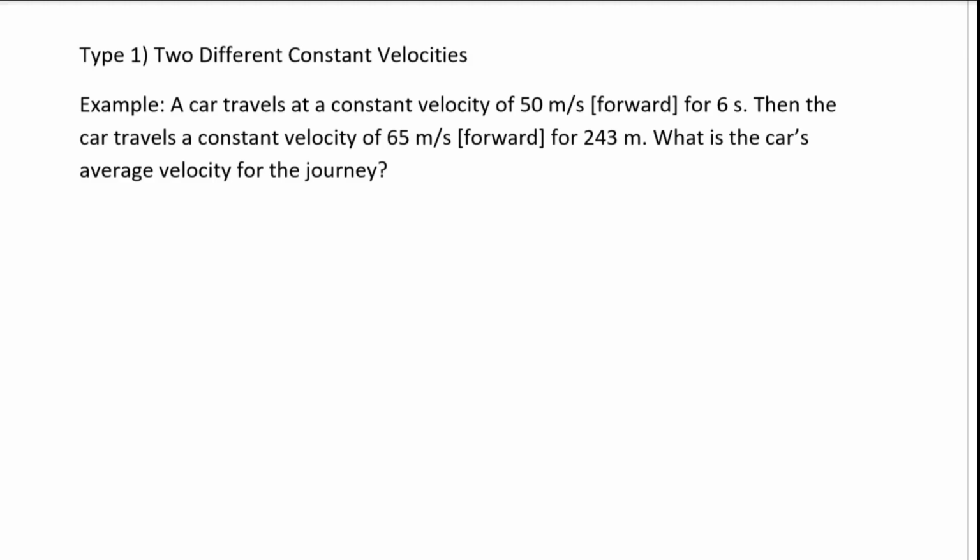Here we have a car moving with a constant velocity of 50 meters per second forward, and it does that for 6 seconds. In our second interval, the car is moving at a constant velocity once again, but it's moving for 243 meters, and you notice the constant velocities are different. The first interval we're moving at 50 meters per second, and the second interval we're moving at 65 meters per second.